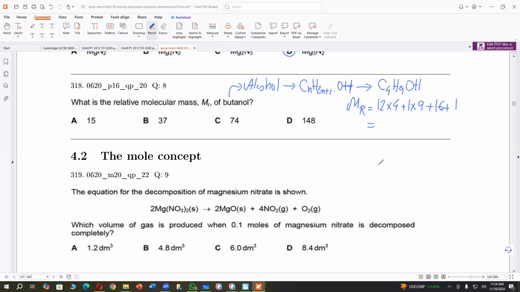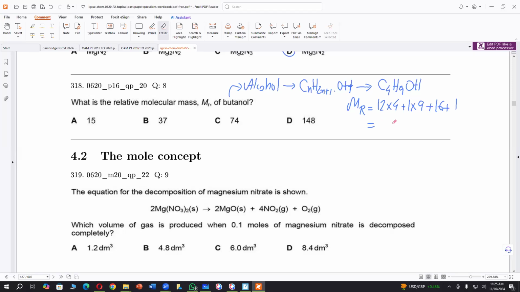Now, can you solve this question? I have started it. It's 73. Oh, wait. 73. But 73 is not an option here. Can you check again?